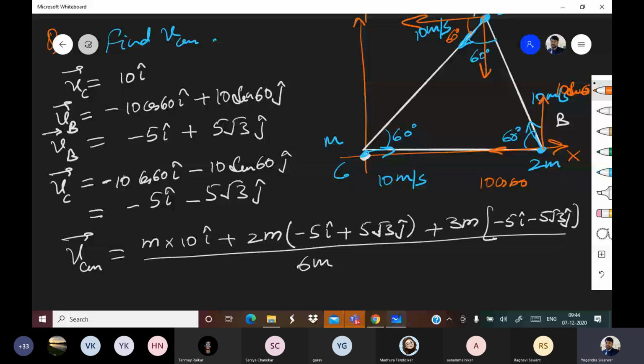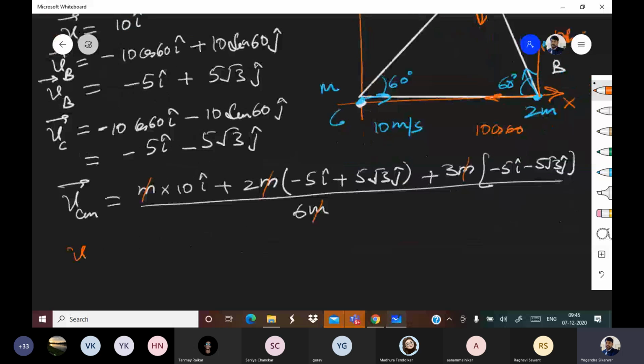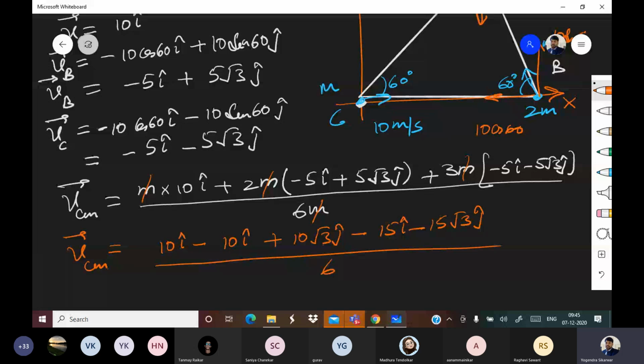So if you see m m m m, all right. So VCM comes out to be 10 I cap minus 10 I cap plus 10 root 3 j cap minus 15 I cap minus 15 root 3 j cap upon 6.